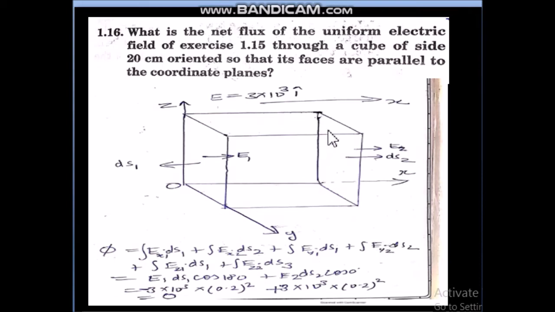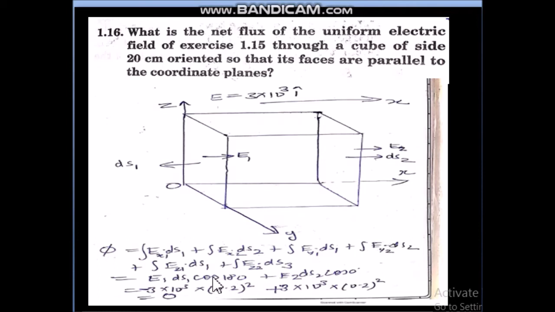Then how to draw the ds vector for this surface? The ds vector is normal to this surface and outward, so from the cube it should go outwards. The E vector and ds vector this way are in the same direction, so theta between both of them is 0. So for the second integration we apply E ds cos theta, which means E ds cos 0. Now E1 ds1 cos 180 plus E2 ds2 cos 0 is the answer.